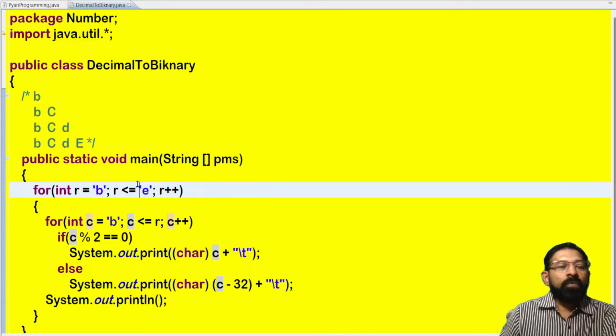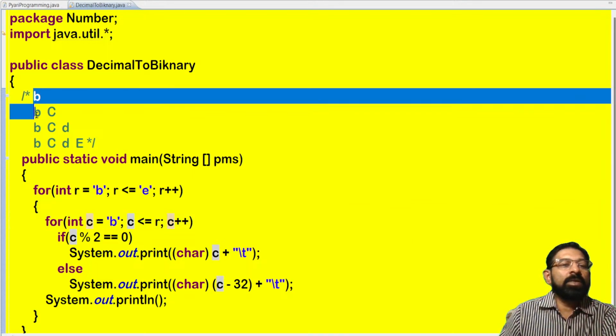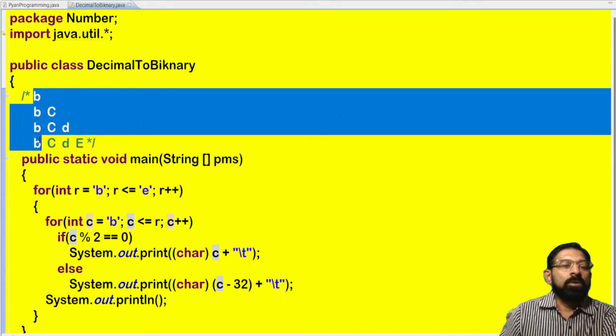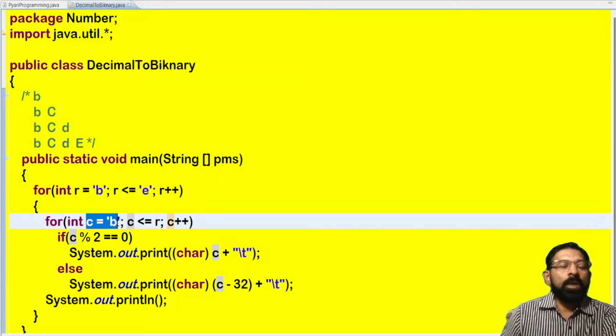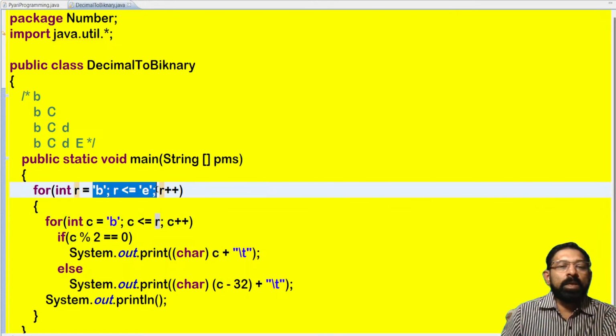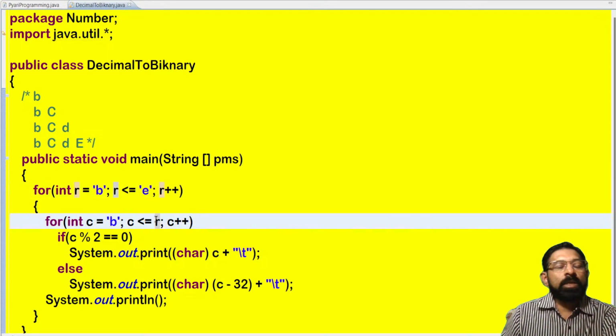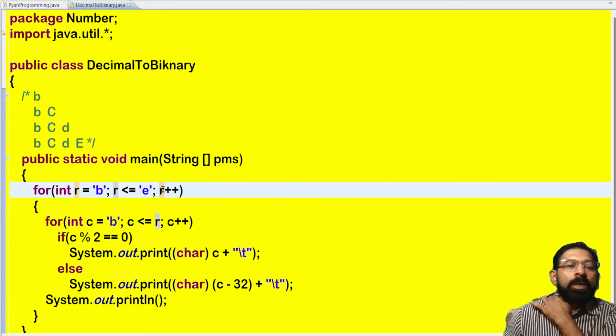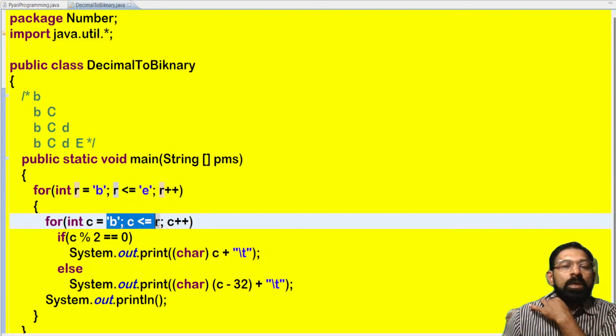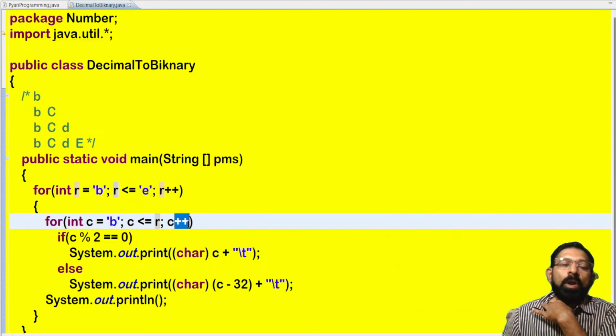Now, after that, C is equal to B because, look at this, the left hand side is constant B. So that's why C is equal to B. If C is equal to B, obviously the right hand side is your R. B to E, increasing order, R plus plus. B to R, what is R? R is B. B to B, then next time it is plus plus, C, B to C. So that's why it is increasing order, plus plus.